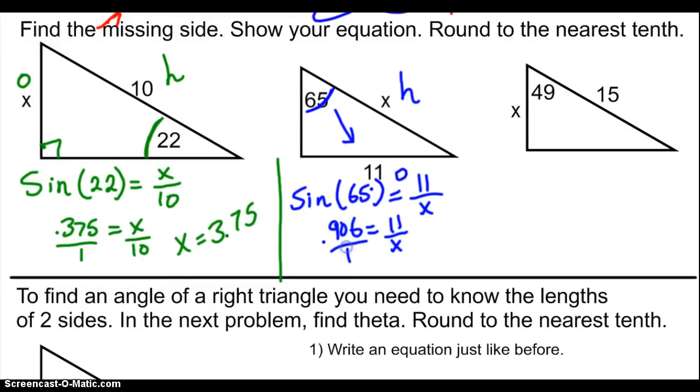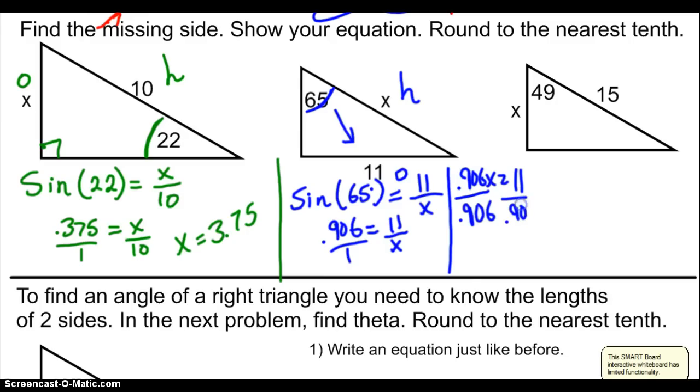And again, we'll make this into a cross multiplication problem. This one's going to be a little bit different though, because now I have 0.906x equals 11. So let's get x by itself: I divide both sides by 0.906. And x is going to equal, let's see, about 12.1, and that ends that problem.